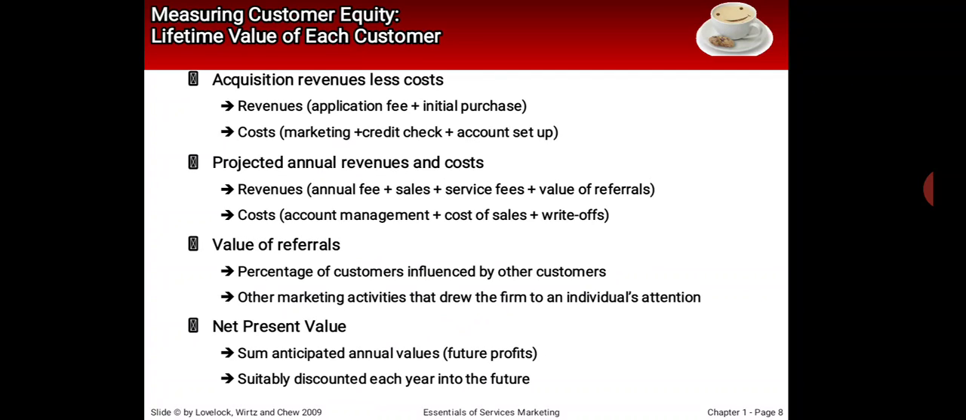Measuring customer equity, lifetime value of each customer, acquisition revenue cost, it is just description, you can just go through it.